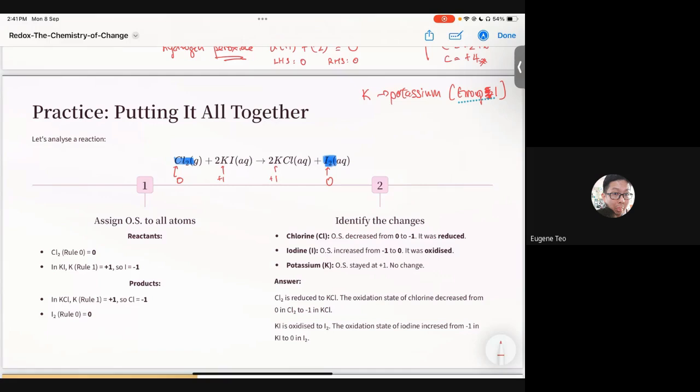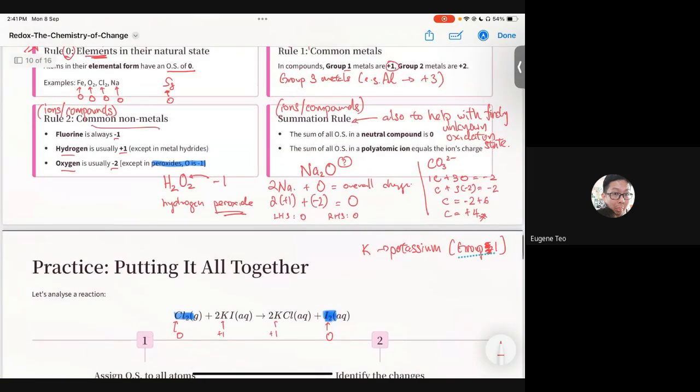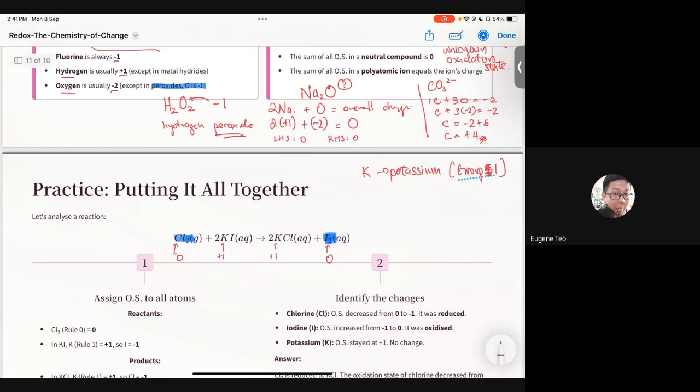Okay. I'm going to apply now rule 2. What does rule 2 say? Common non-metal. Fluorine is -1, hydrogen is +1, oxygen is -2. Do I have fluorine, oxygen, or hydrogen? Answer is no. So I cannot apply rule number 2. But what I'm going to do is I'm going to apply rule number 3 now, the summation rule.